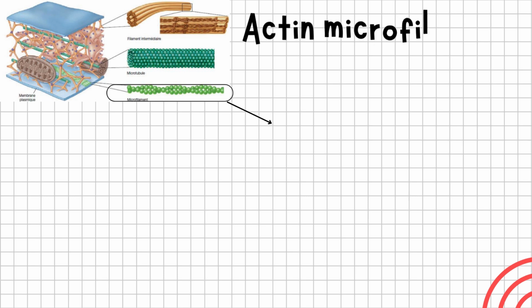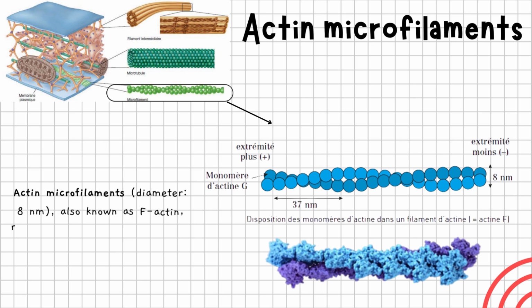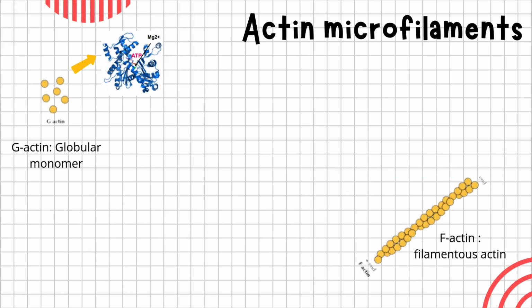Actin microfilaments, shown here in green, are one of the three main types of cytoskeletal filaments, alongside intermediate filaments and microtubules. These microfilaments are composed of F-actin, a structure formed by the assembly of G-actin monomers. In other words, F-actin results from the polymerization of G-actin. G-actin, or globular actin, is the monomeric form of actin, while F-actin, or filamentous actin, is the polymerized form of G-actin, forming long helical filaments.